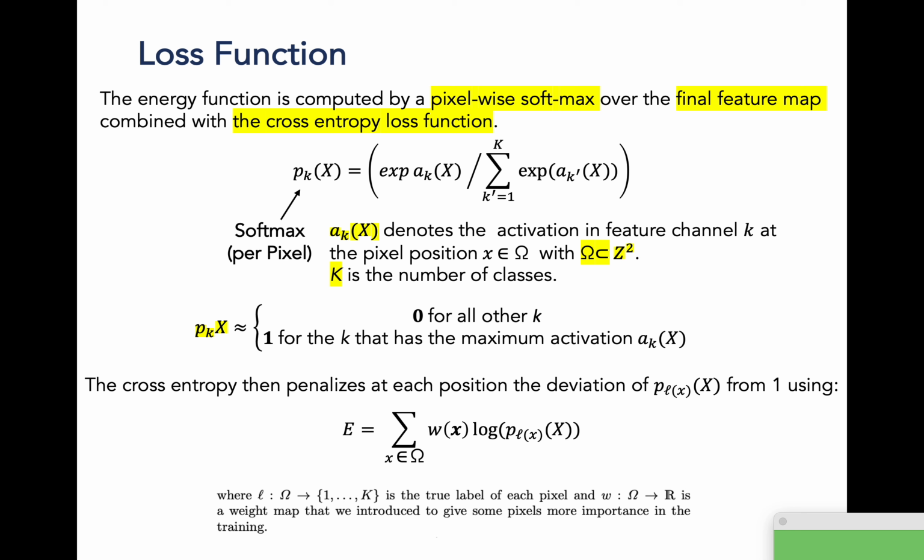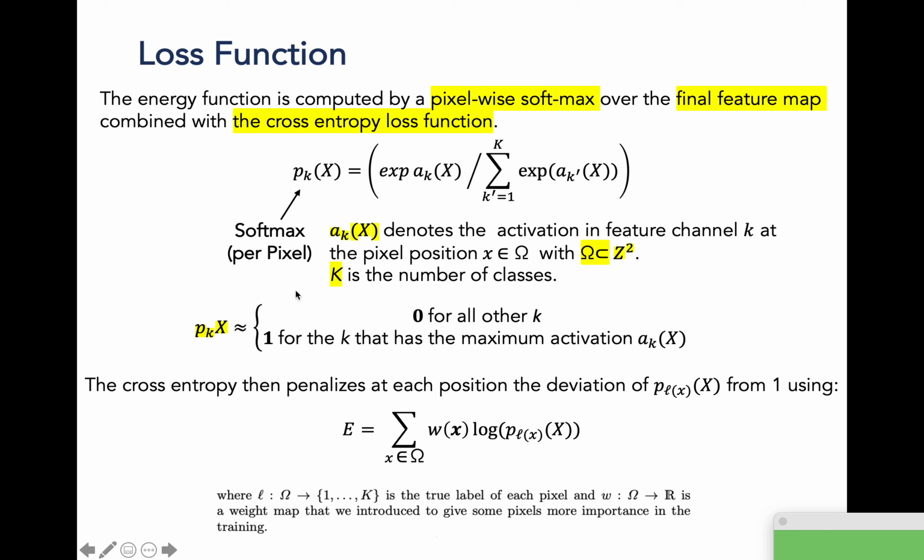What of their loss function? Okay, so what does their energy function look like? They computed it using a pixel-wise softmax over the feature map, of course, the final feature map. It's important to say that's combined with a cross entropy loss function.